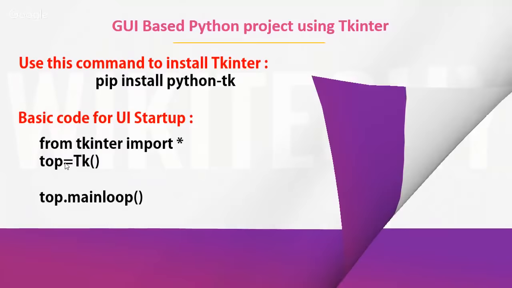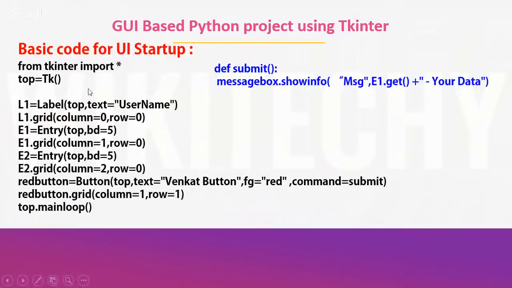Let's move on. Over here I'm trying to show a small piece of code: from tkinter import star, top is equal to tk off, top dot main loop off. These areas you know well. Now I'm going to create a label with username, and I'm trying to put it in a grid 0 comma 0. Next one is 1 comma 0. The next one is 2 comma 0.